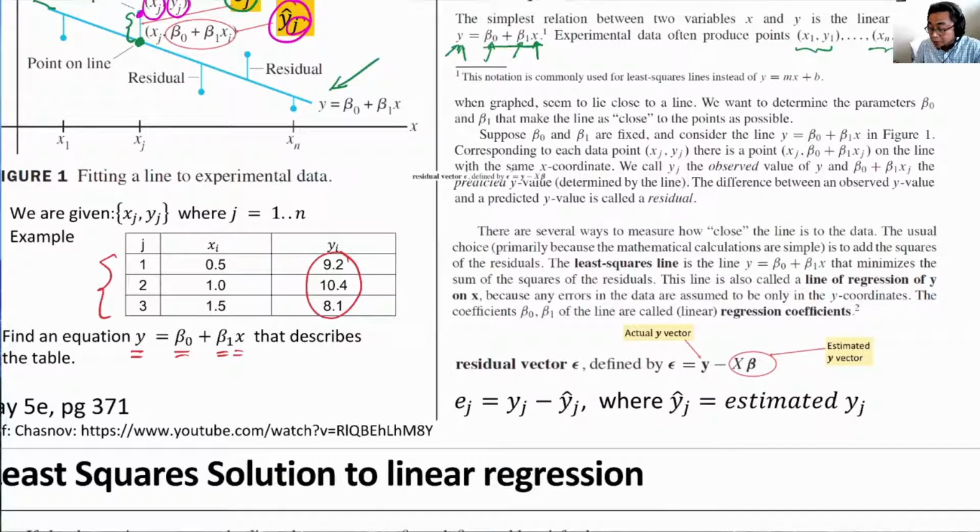There are some terminologies that you may need to know. The line y is called the least squares line, or sometimes the line of regression of y on x. Beta 0 and beta 1 are called regression coefficients. Epsilon is the residual vector, so we now represent the error as a vector and the actual y as a vector. X is the information matrix, and beta is the parameters of the linear model.